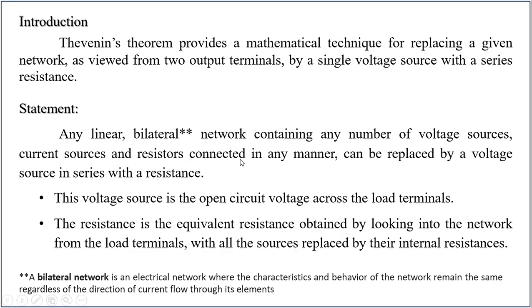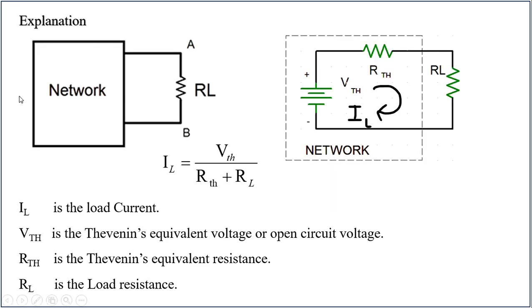If you see the block diagrammatical representation of the network, this network may contain any number of voltage sources, any number of current sources, and resistors connected in any manner. According to Thevenin's theorem, we can replace this network with one voltage source VTH and one equivalent resistance RTH in series with each other. So you can see VTH and RTH both are in series, and not only that, they are in series with the load resistance also.